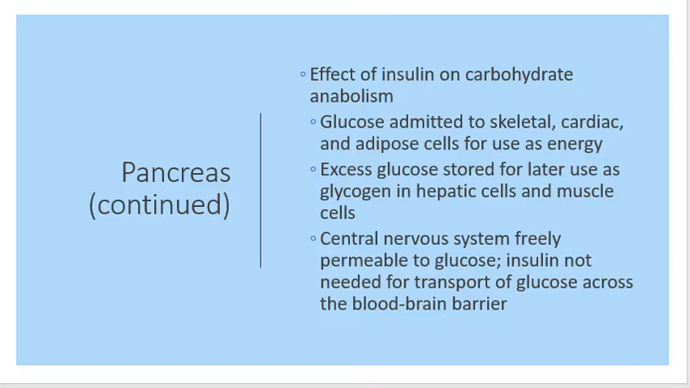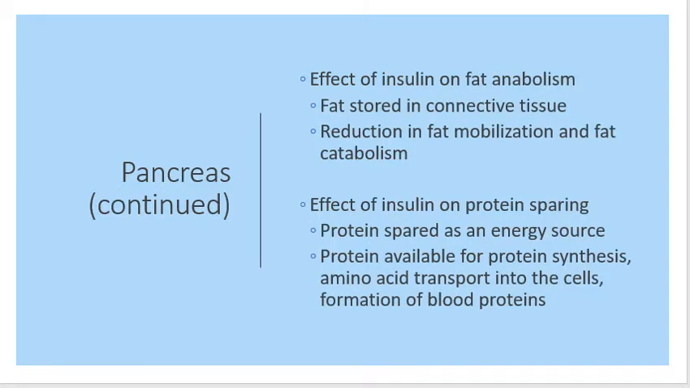The effect of insulin on fat anabolism. Fat is stored in connective tissue, with reduction in fat mobilization and fat catabolism. Effect of insulin on protein sparing. Protein is spared as an energy source. Protein is available for protein synthesis, amino acid transport into the cells, and the formation of blood proteins.